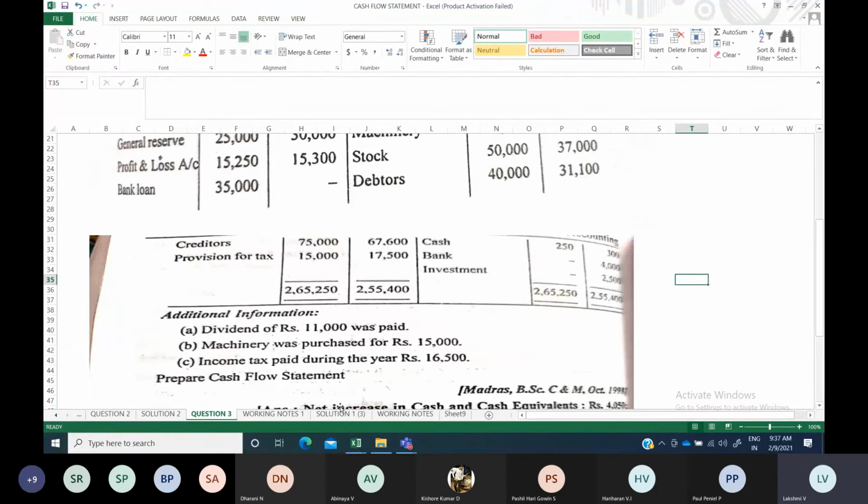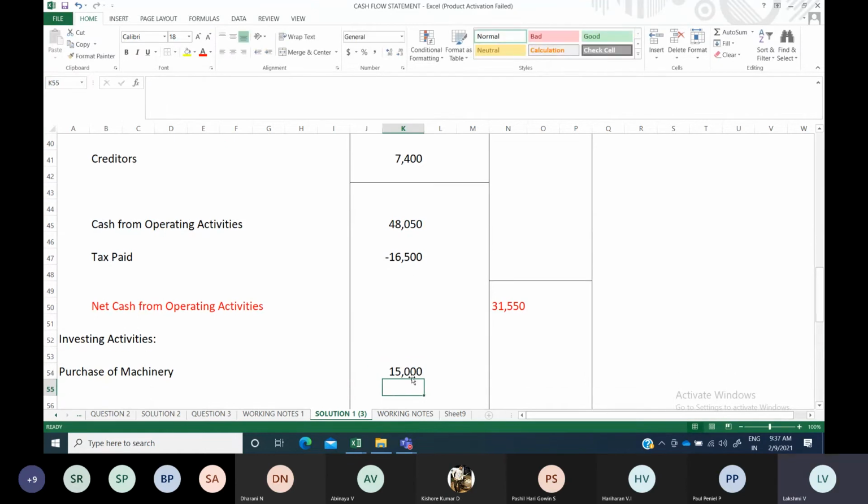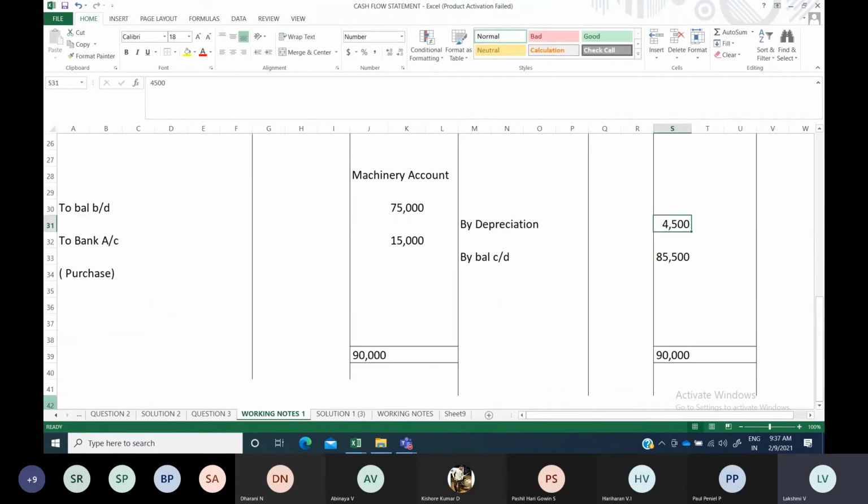So let us finish one by one. Purchase of machinery. Just enter this amount, 15,000. And then moving to the next items.